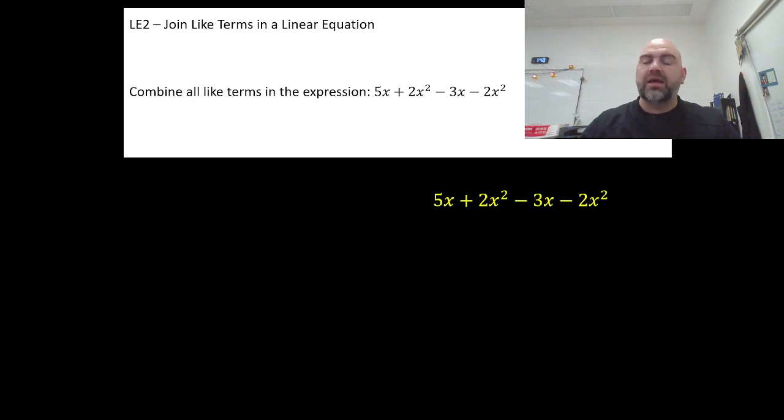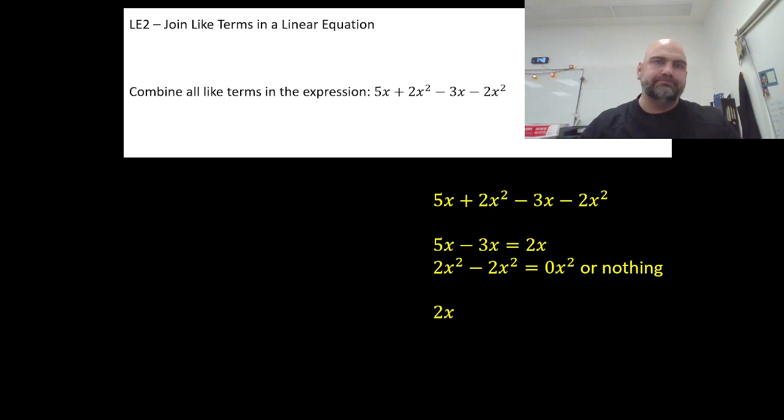Let's take a look at our answer here. We have x terms, 5x and negative 3x, which becomes positive 2x. We have 2x squared and negative 2x squared, which becomes 0x squared, or nothing. And so our final answer simplifies to 2x. And that's it. There's our answer. So we can do that.